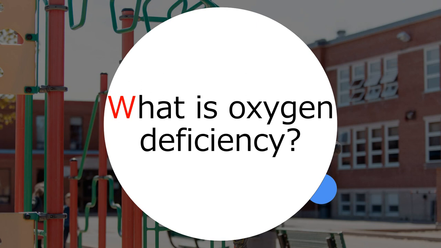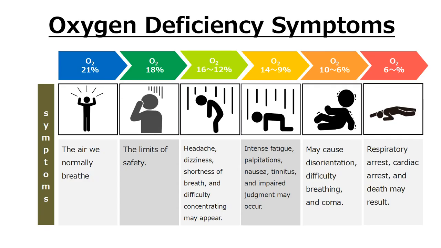So let's get started. First, let us explain what oxygen deficiency is. Oxygen deficiency is a health disorder that occurs in environments where the concentration of oxygen in the air is lower than normal. The air we normally breathe contains about 21% oxygen. However, when this concentration falls below 18%, the human body begins to be affected.